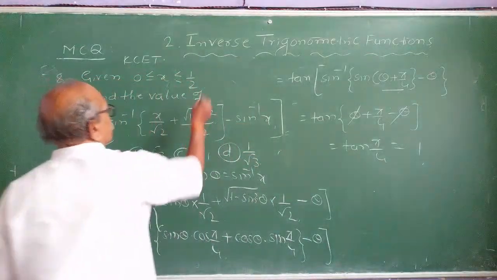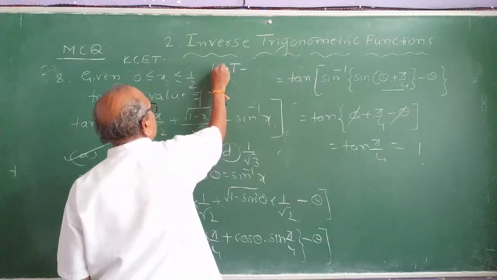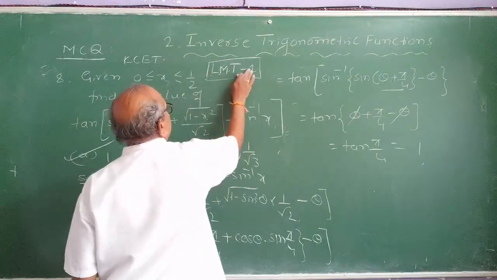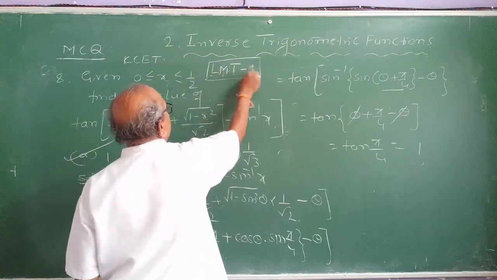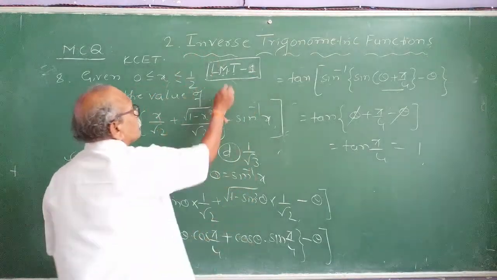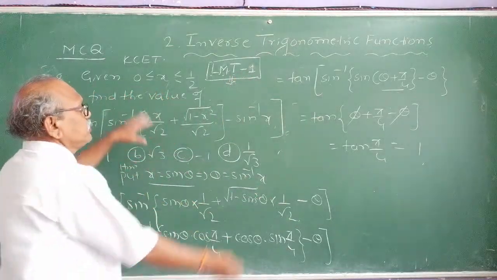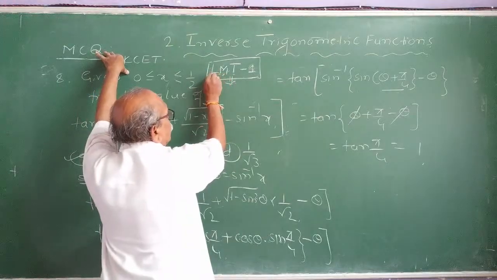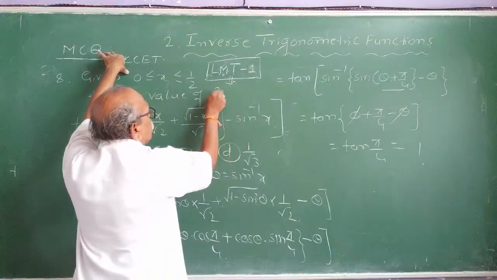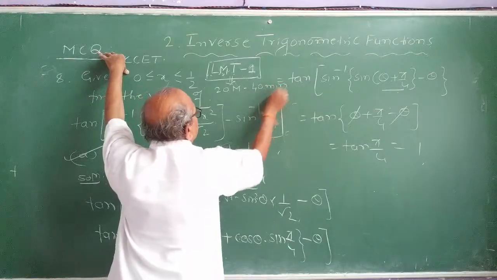I call these tests LMT, live mathematics test. Test 1 is of chapter 2, LMT first one. After this chapter, I will start with matrices. Then I will come to relations and functions. This month we have to cover 3 chapters. LMT1, live stream mathematics test 1, will be of 20 marks. You will be given 40 minutes. It is a written test.